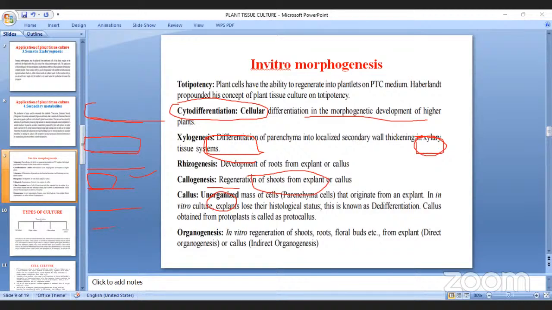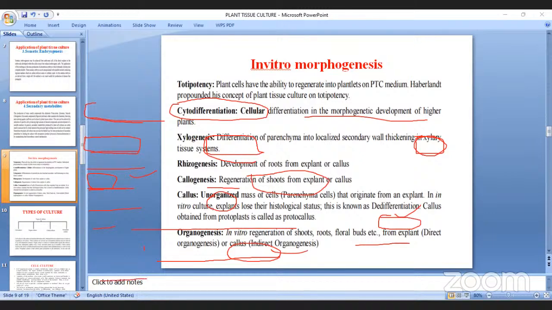Next, callus. Callus means an unorganized mass of cells that originate from an explant. Already told you about the explant. In in vitro culture, the explant loses its histological status. This is known as de-differentiation. Callus obtained from the protoplast is called protocallus. Whatever it may be, the callus may be developed from any type of explant. One example: if the callus develops from the protoplast, that is called protocallus.